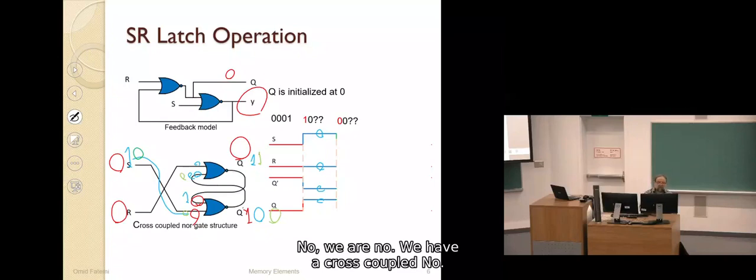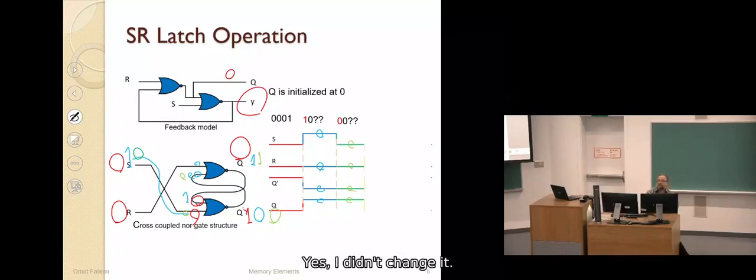We have a cross-coupled NOR here, so they are affecting each other. So now we have this. S becomes 0, R is 0, then Q prime remains 0, Q remains 1.